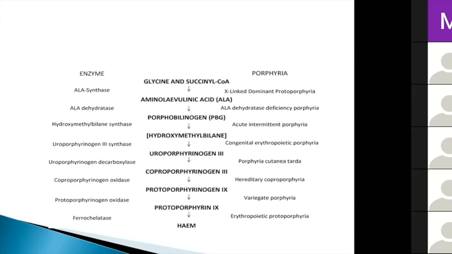So on the right side of the diagram are porphyrias that result when there is deficiency of the enzymes. So like I've said, there are 4 acute porphyrias.